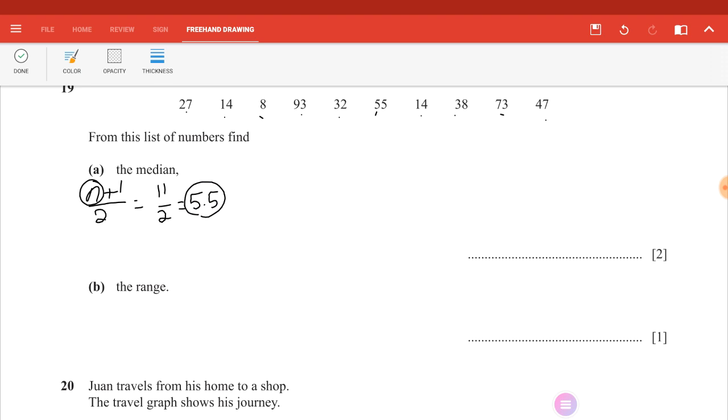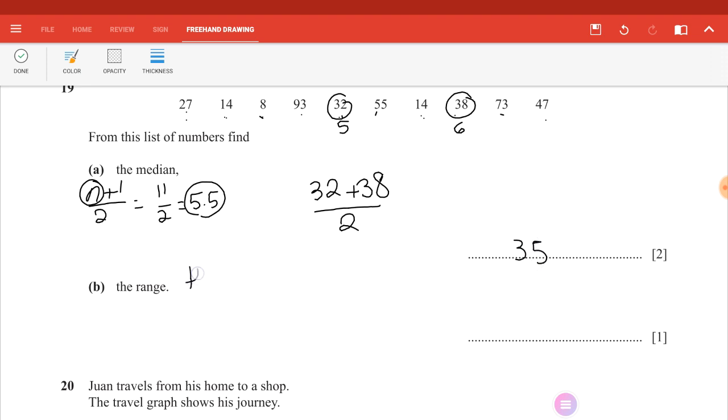Put them in order if you want, or you can count 1, 2, 3, 4, 5, and 6. This is number 6 and this is number 5. To get the median, you can add them, the place between them, you can add them and divide by 2 when you cancel. So it will be 35.